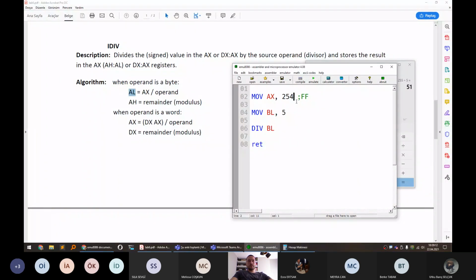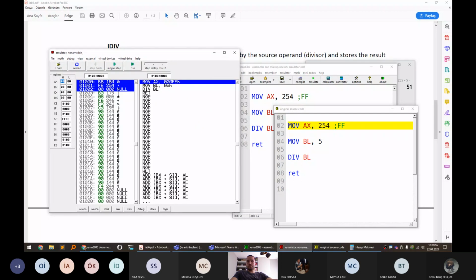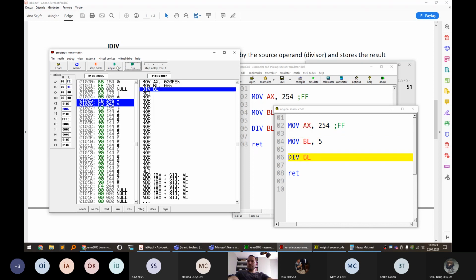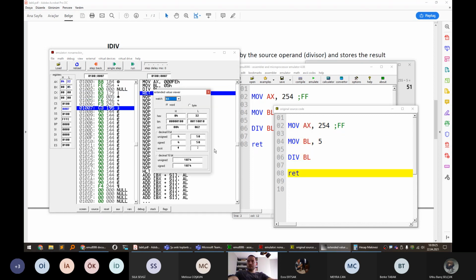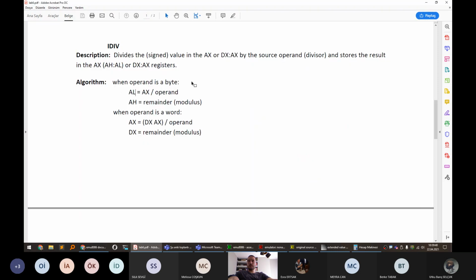Let's make a different calculation. The result will be 50, remainder will be 4. Okay, the division is done. Result is 50, remainder is 4. You don't look at AX completely, remainder and result. These are different things. This is result, this is remainder.